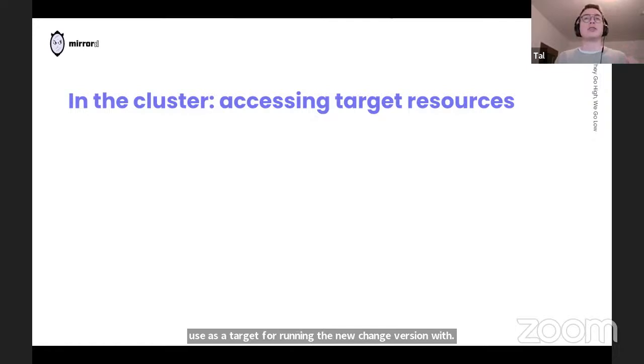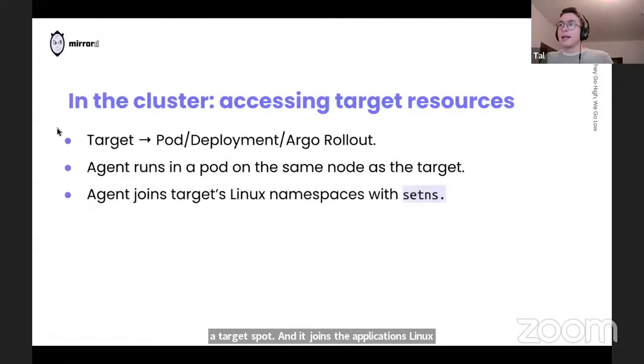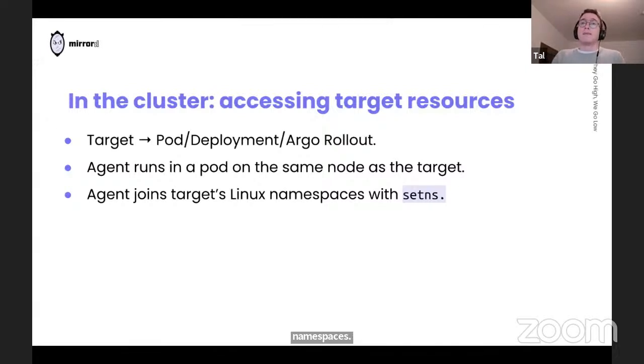Now, the Mirror agent runs in a pod on the same node as the target's pod, and it joins the application's Linux namespaces. And it accesses paths relative to the container's process's root path.